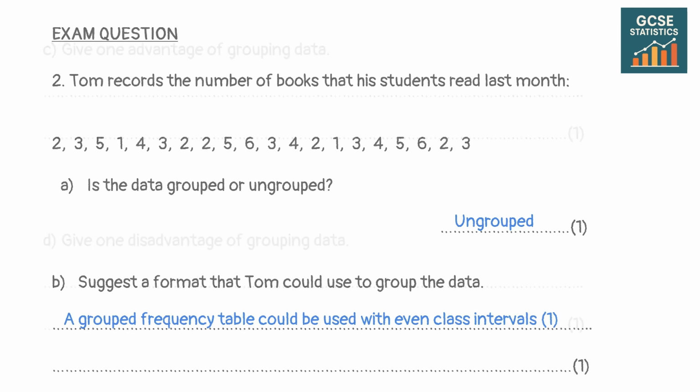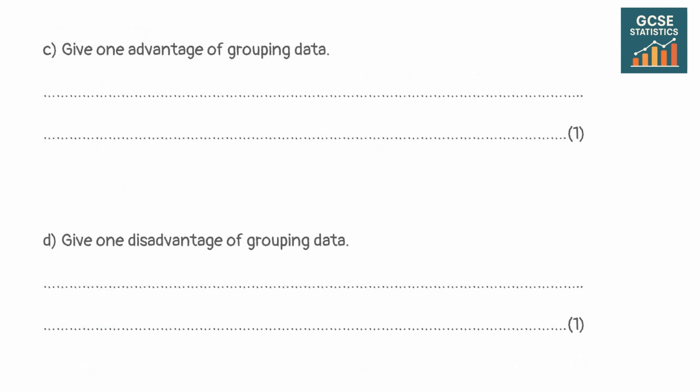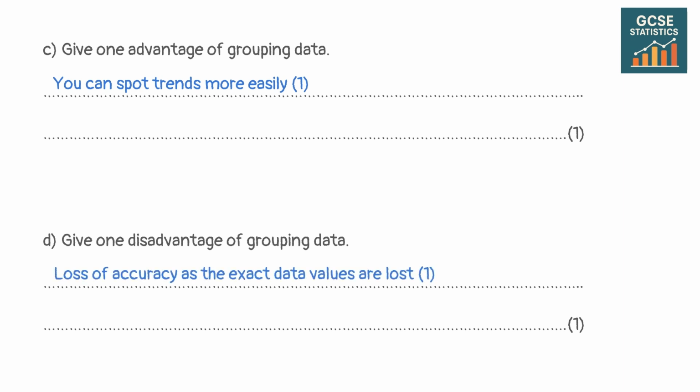For part C, an advantage of grouping data is being able to spot trends more easily. For part D, a disadvantage, however, is the loss of accuracy. You may have put a different point, and anything from the table will be correct. So if you put that, you can give yourself the mark.